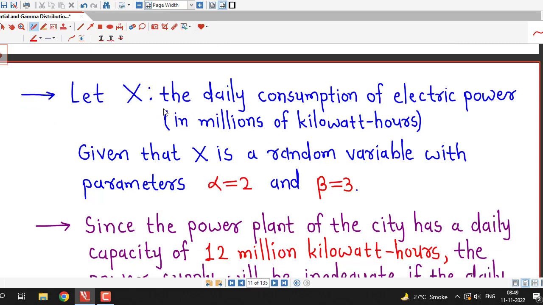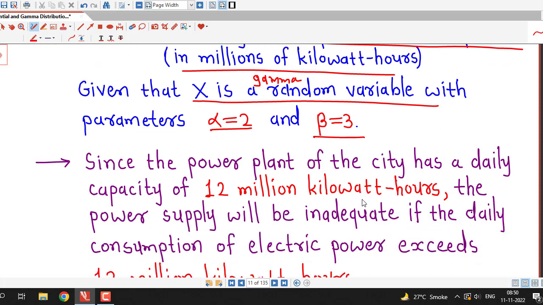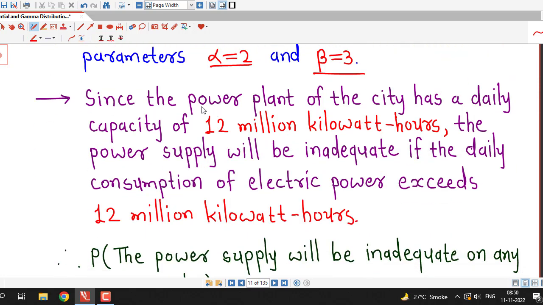First, I denote the daily consumption of electric power, which is our random variable, by capital X. Capital X denotes the random variable, the daily consumption of electric power in millions of kilowatt hours. It is given that X is a gamma random variable with parameters alpha equal to 2 and beta equal to 3. And this is what I just explained.